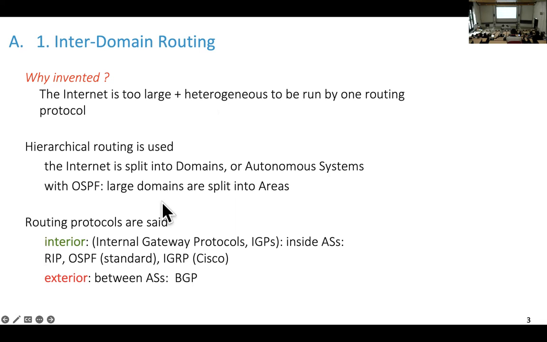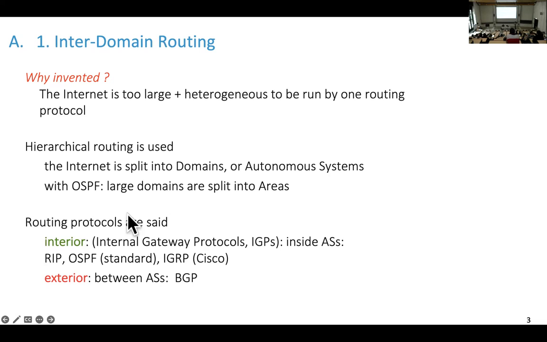Inside domains, we hope that there is one person responsible who has the knowledge of how this domain works, and based on some reasoning, puts weights on the links. For example, you might say this link is a backup link, a backbone link. I don't want to have lots of traffic on it, so I put a high weight on it as a backup. However, we cannot do that on the internet. And that's why we have a hierarchy of routing.